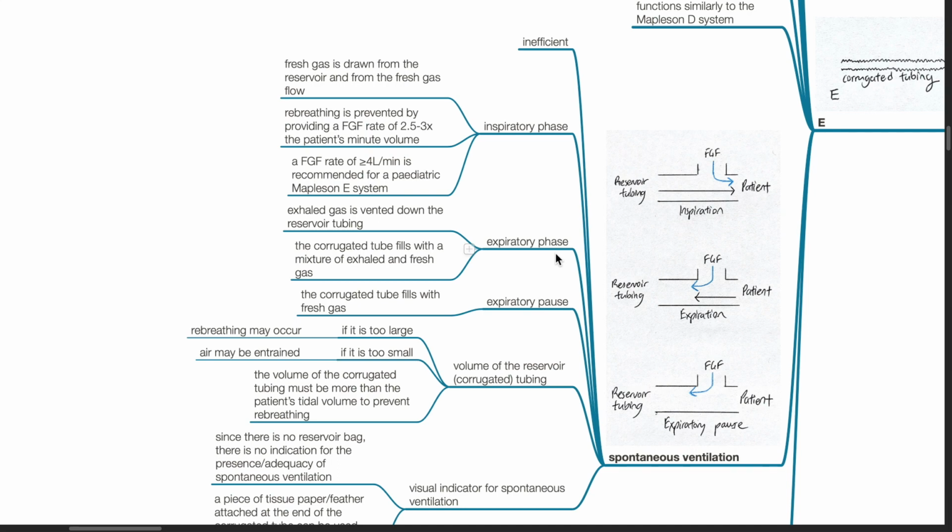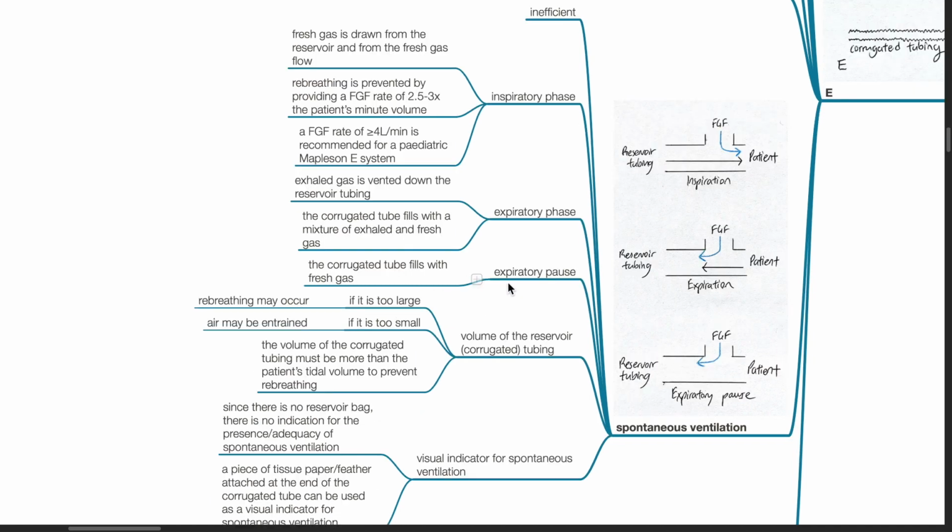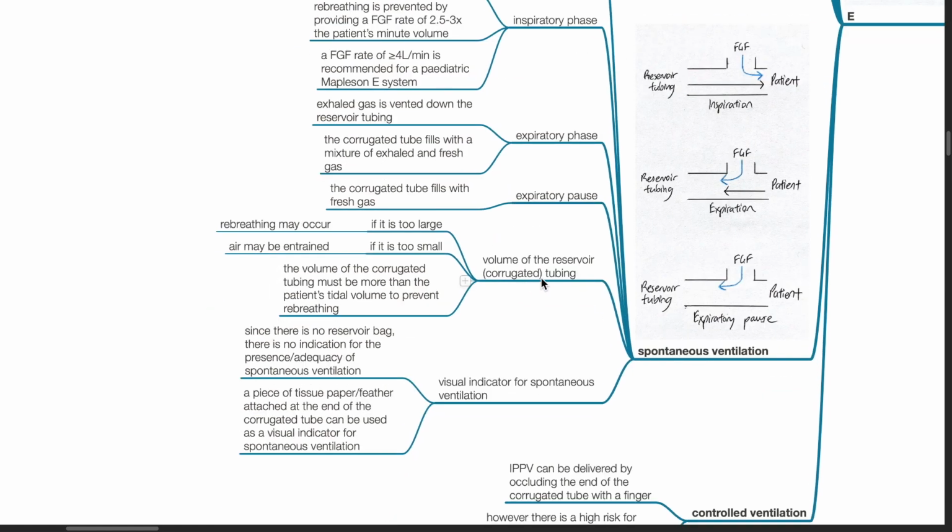During the expiratory phase, exhaled gas is vented down the reservoir tubing. The corrugated tube fills with a mixture of exhaled and fresh gas. During the expiratory pause, the corrugated tube fills with fresh gas. If the volume of the reservoir tubing is too large, rebreathing may occur. If it is too small, air may be entrained. The volume of the corrugated tubing must be more than the patient's tidal volume to prevent rebreathing.